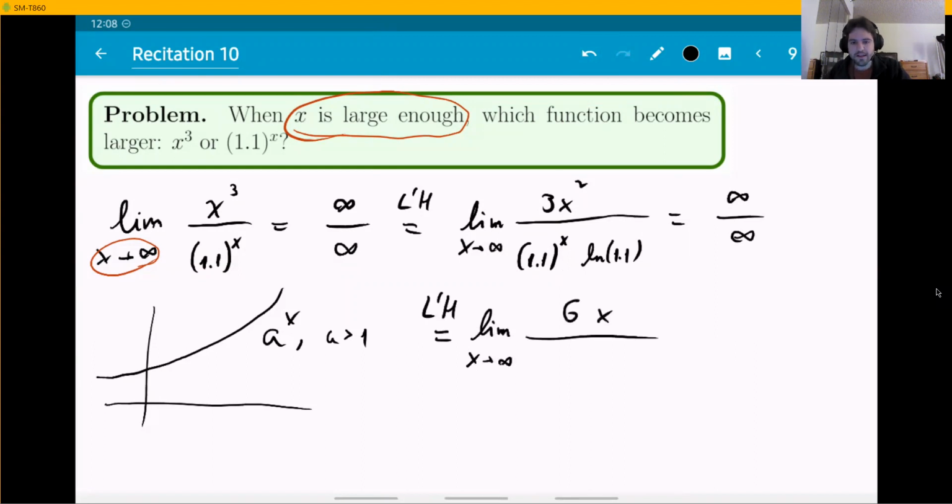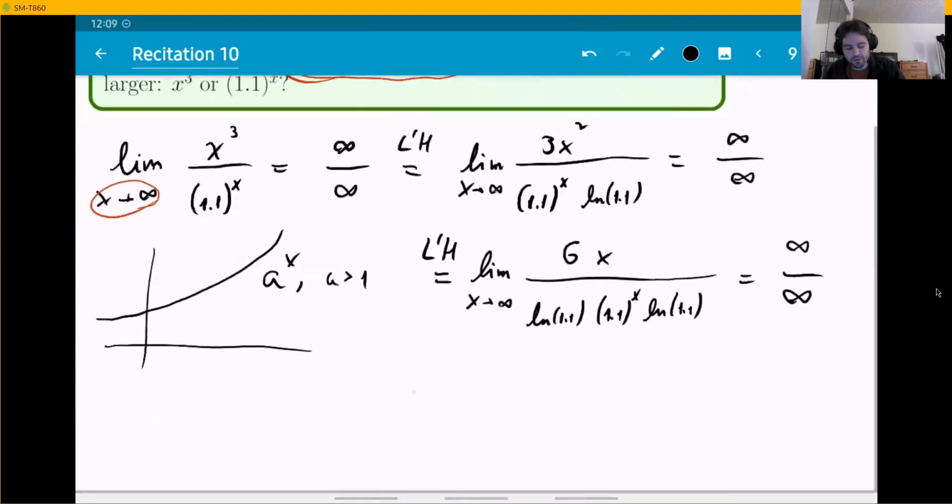6x divided by, what is the derivative downstairs? Well, you don't need a product rule here, even though it's a product of 2 terms. One of them is just a constant. That constant just remains there. And you really just want to differentiate the exponential part, and that's the one that we just did. 1.1 to the x times ln of 1.1. So the derivative just brought you an extra factor of ln of 1.1. All right, but this is still infinity over infinity.